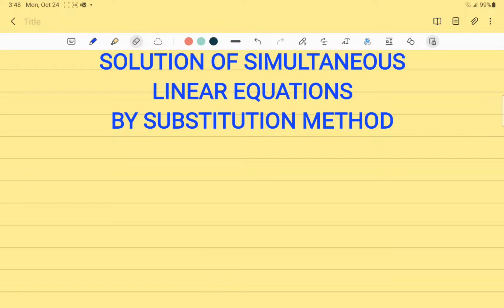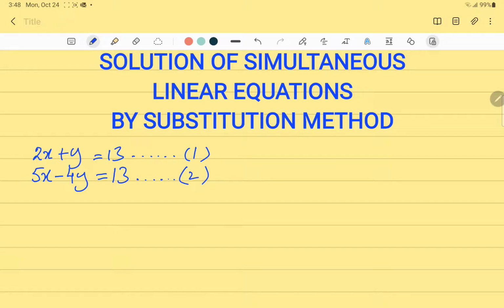In this video, we are going to solve two linear simultaneous equations with the help of substitution method. So, our given equations in this question are 2x plus y is equal to 13. Let us call this equation number 1. Then the second one is 5x minus 4y is equal to again 13. Let us call this equation number 2.